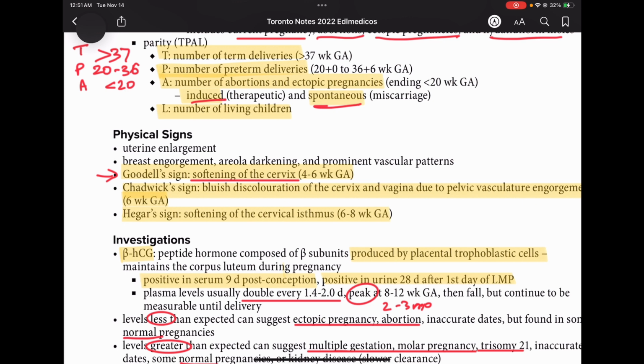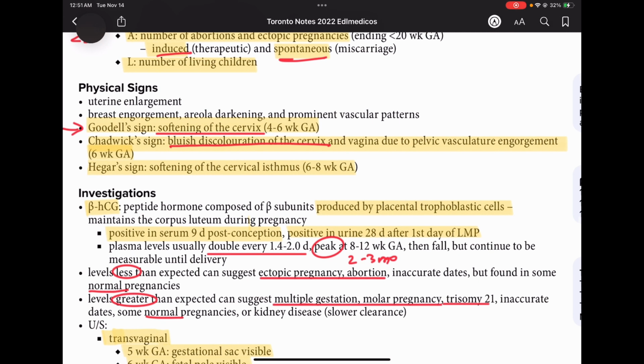Then we have Chadwick's sign, bluish discoloration of the cervix and vagina due to pelvic vasculature engorgement. That happens around 6 weeks of gestational age. So there will be bluish discoloration of the cervix and vagina because the vasculature is engorged in the pelvis. So Goodell sign, Chadwick sign, and then we have Hegar sign, softening of the cervical isthmus. Goodell sign is softening of the cervix, and Hegar sign is softening of the cervical isthmus.